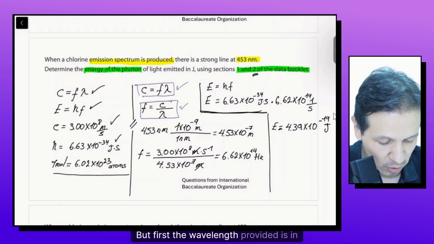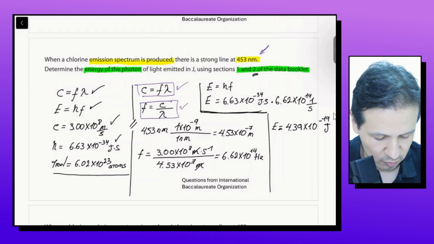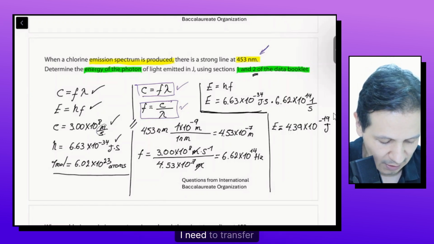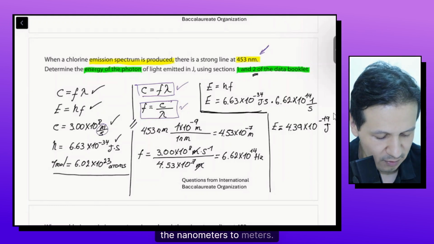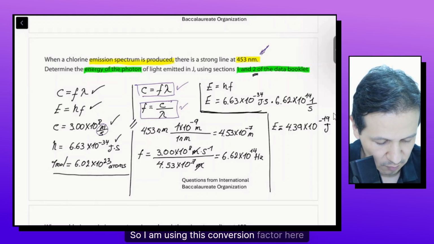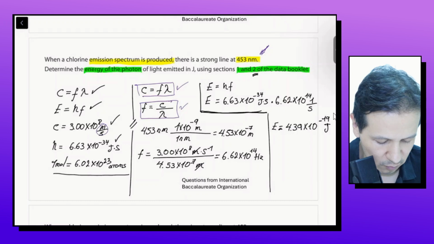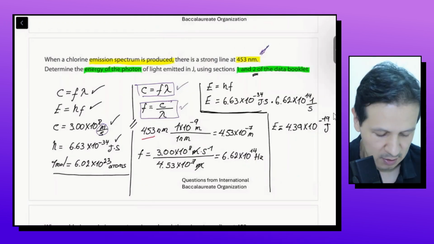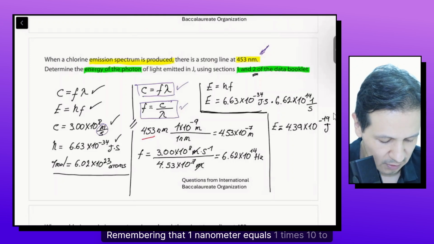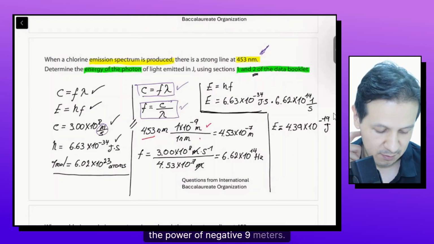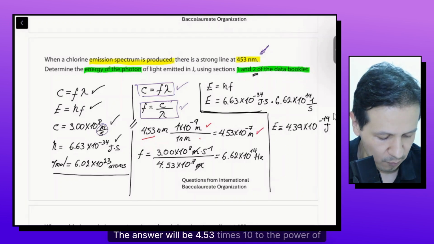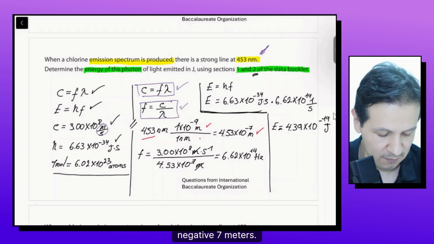But first, the wavelength provided is in nanometers, and because we later need to use the speed of light, which is in meters over seconds, I need to convert the nanometers to meters. So I am using this conversion factor here to change 453 nanometers to meters. Remembering that 1 nanometer equals 1 times 10 to the power of negative 9 meters. This is something that you need to know and you need to practice. The answer will be 4.53 times 10 to the power of negative 7 meters.